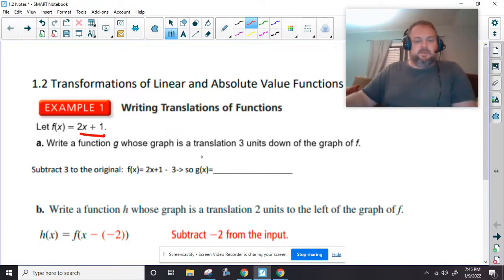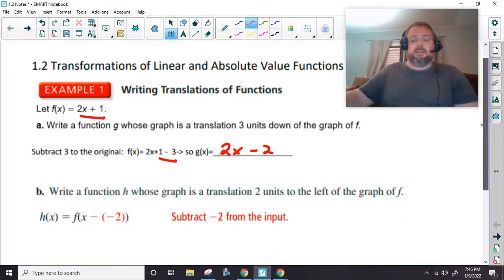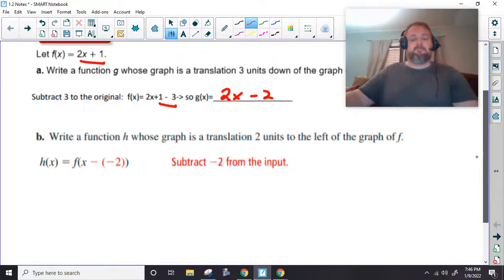All right. So we're doing this translated 3 units down. Okay. So all we have to do is subtract 3. This now becomes 2x minus 2. That's it. Okay. Some of these are pretty easy, some of them a little bit more difficult. I will tell you the pretty easy ones are the ones that are going to be on your homework, because I will try to clarify anything else later when I'm there.